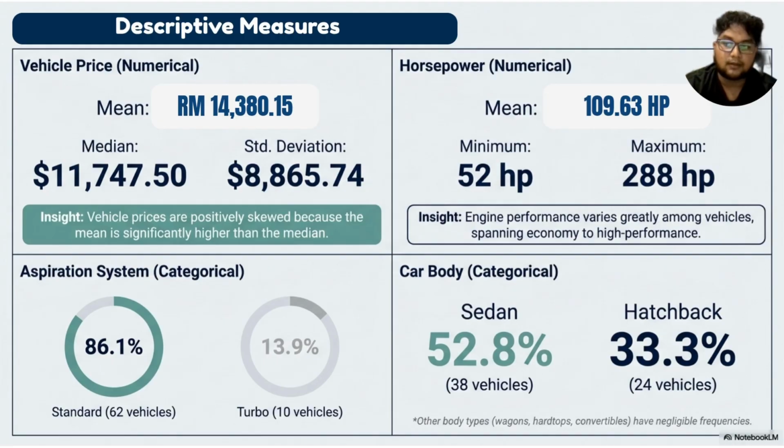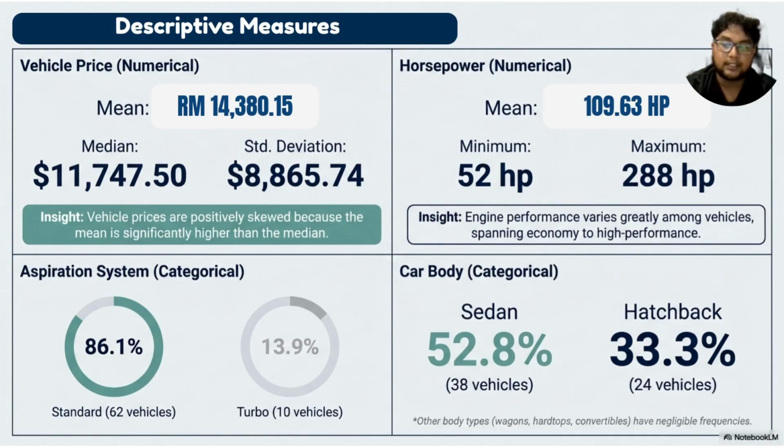For the engine performance or horsepower, the average recorded is 109.63 horsepower. The minimum value is 52 horsepower, while the maximum value is 288 horsepower. This large gap shows that the dataset contains various types of vehicles, from low power vehicles for daily use to high performance vehicles. For the aspiration system, the majority of the vehicles use the standard aspiration system, which is 62 vehicles of the entire sample. Only 10 vehicles use a turbocharged system. This shows that standard aspiration is the most dominant type in this dataset.